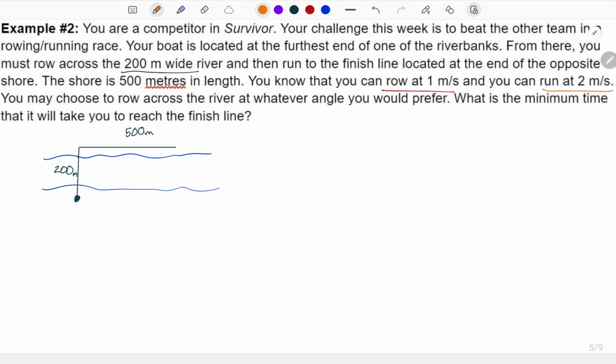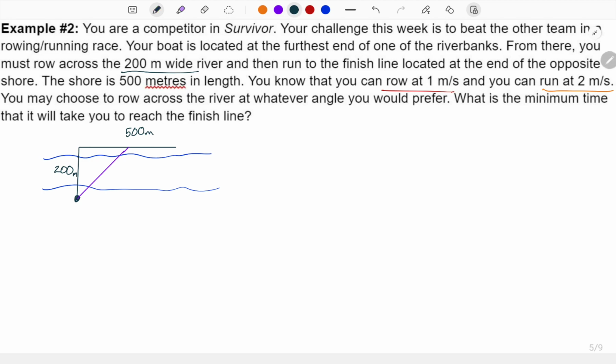So the real question is, when we're looking at this, should we just basically row all the way? But rowing's pretty slow, we know. Or should we just go straight across and then, since we can run faster, do that? But then we're going a further total distance. So the idea is, what angle should we row at? So we don't have to row for too long, but then we minimize the distance we're going. And there's going to be some best path to take that will help us to finish as fast as possible. So that's the question.